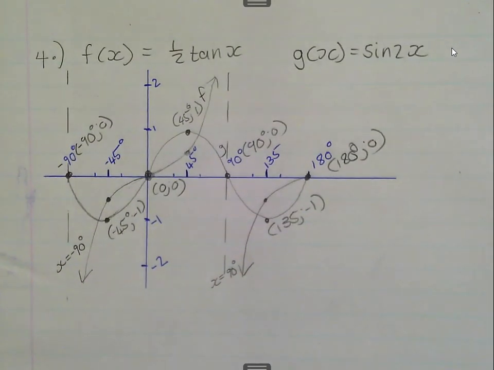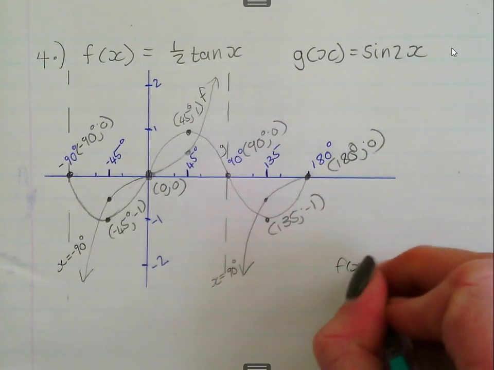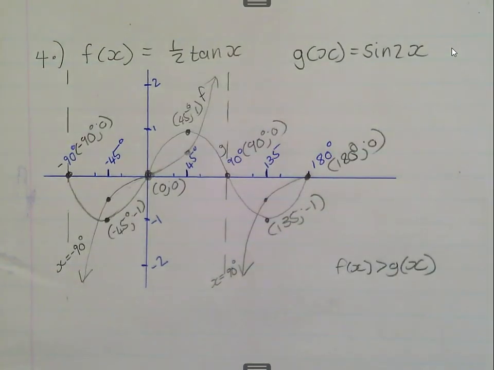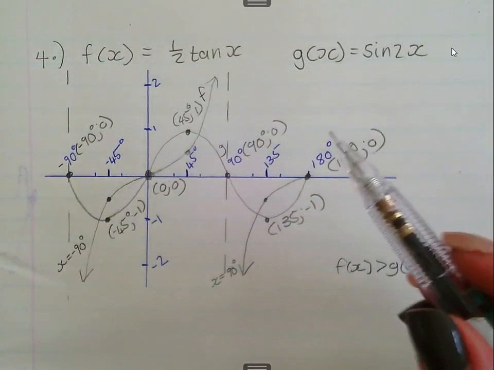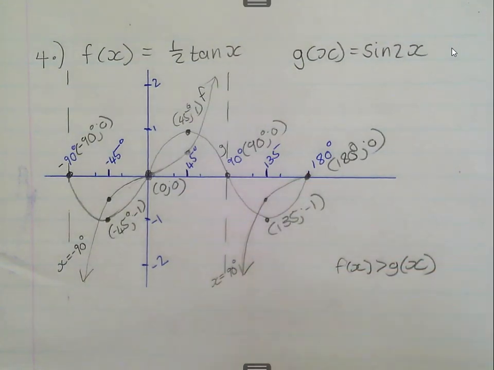Are you happy with that? You understand it? Everyone? Okay, the next question: determine the values of x, for x an element from negative 90 to 180, for which f of x is greater than g of x. So only greater than, not equal to. So f is the tan graph, and g is the sin graph.